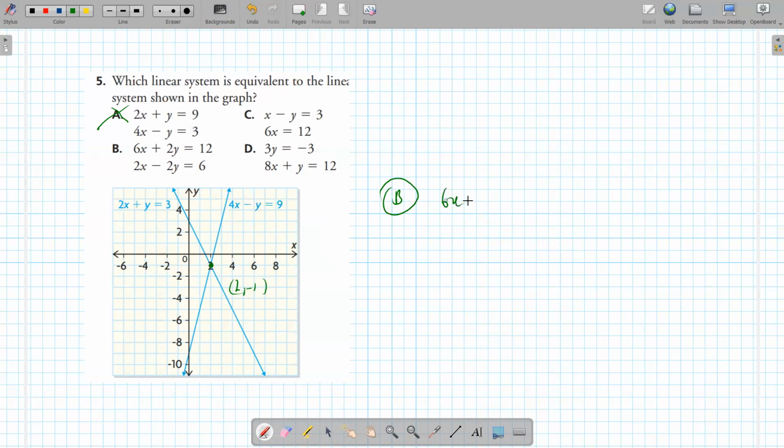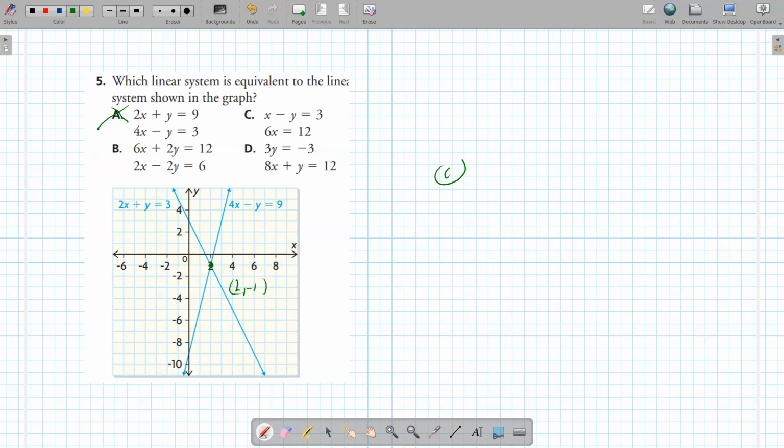So let's look at B. 6x plus 2y equals 12. 2x minus 2y equals 6. If I want to get rid of the y's, do I add or do I subtract? You add. Yeah, you add. So you get 8x equals 18, and that gives me a different answer for x. It's not 2. It'll be 2 point something. So B is out, okay? We're expecting an answer of exactly 2. Here, 8x equals 18 means we get a different answer. So that one is out.